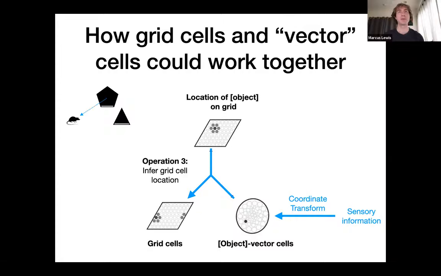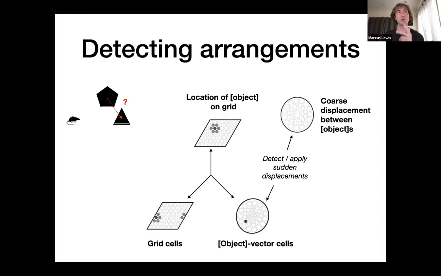This is very much like the first operation, just switched around between these two. Now the second set of operations; I'm going to show two more in total. There are five, and I've shown you three. The second set of operations involve arranging objects.